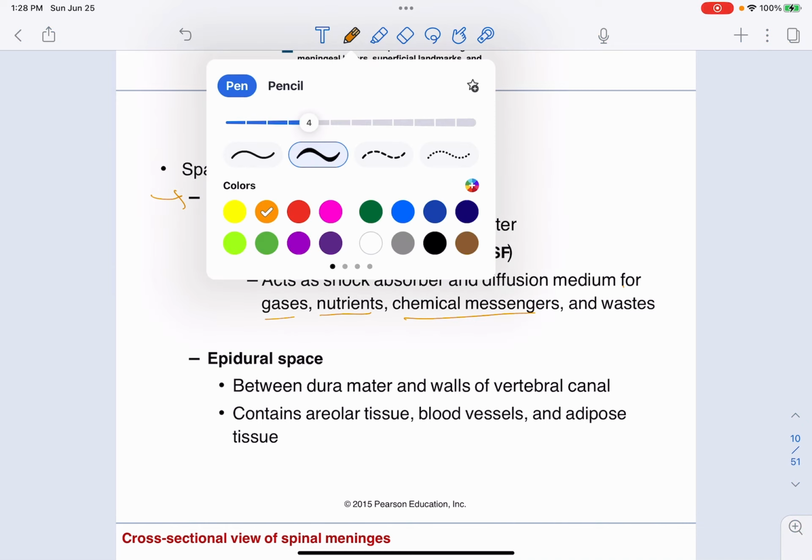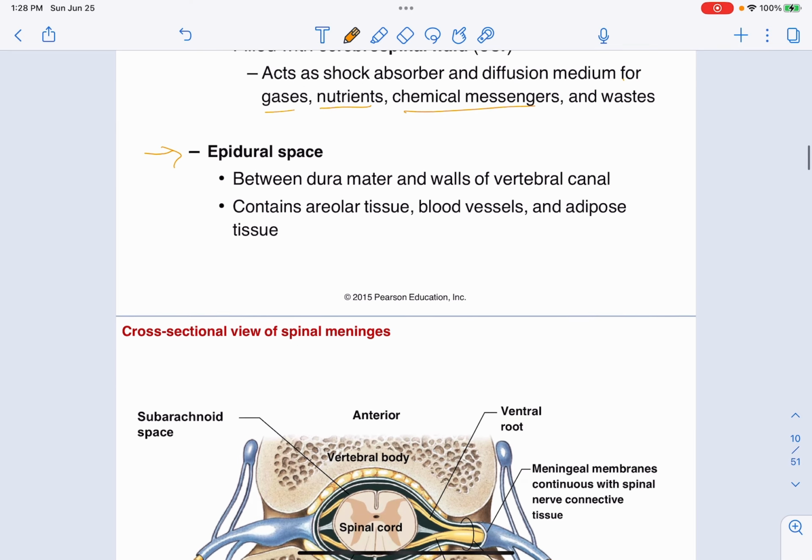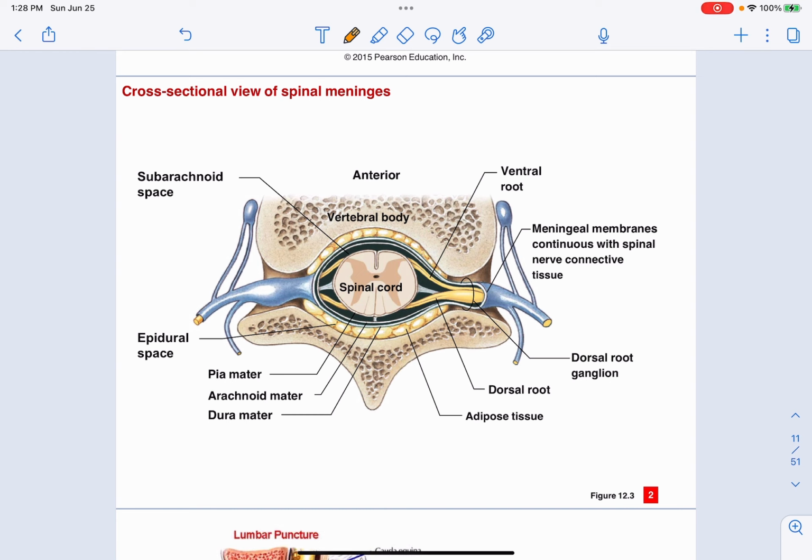All right, there is one other space that I want to talk about, which is called the epidural space. And let me show you what this looks like so you can see. Now, this is a true cross-section of a spinal cord. Okay, so you can see the spinous process, right? We always want to orient ourselves. Here's the spinous process, so you know that this is the posterior side. You can see the anterior side near the vertebral body.